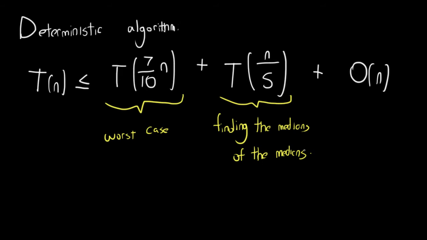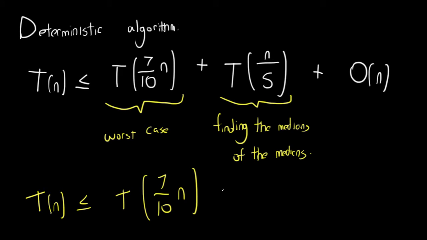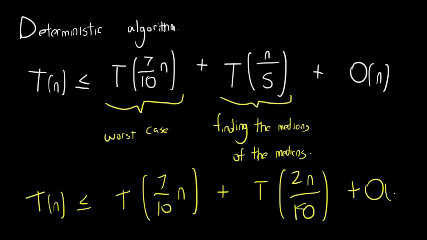Now, what if we wanted to put these in similar terms? We're going to multiply the numerator and denominator here to be the same, just for the sake of being easy. So we will have T(7/10 n) over here plus T(2n/10) over here. So we just have them over the same denominators like that.